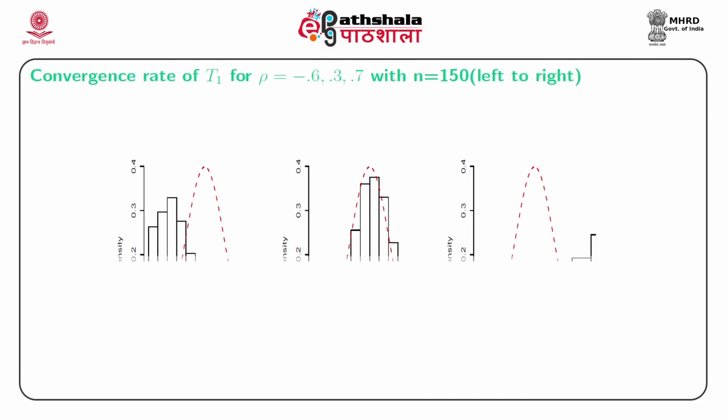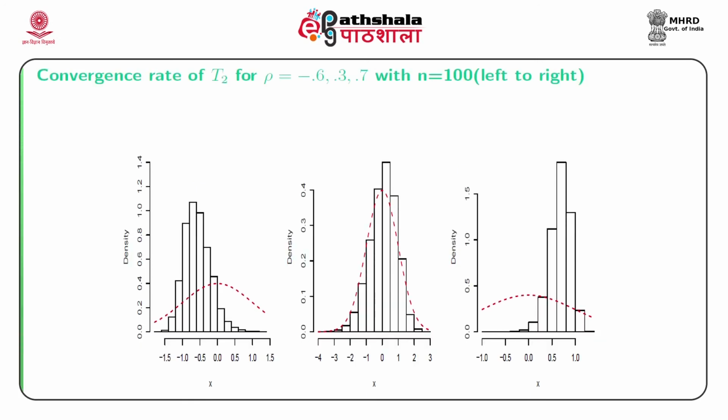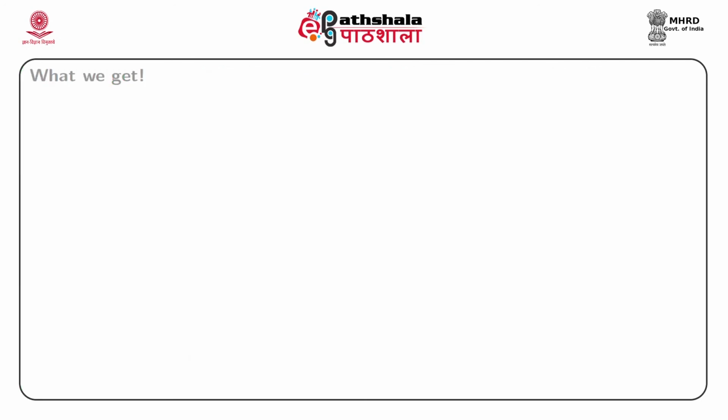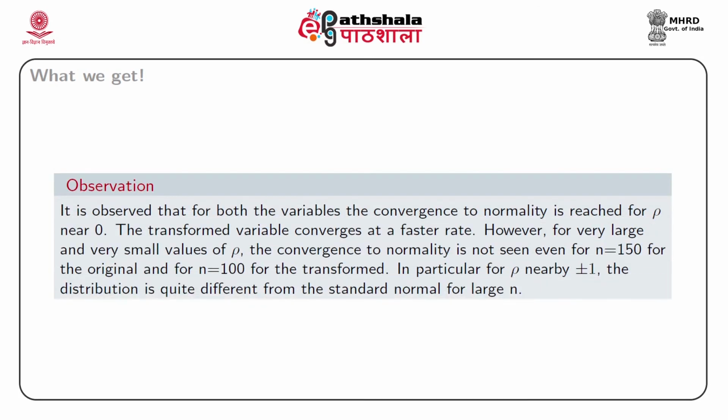In the first page, you can find the histograms for the variable T1 for n equal to 150 and rho as minus 0.6, 0.3 and 0.7. In the second page, you can find the corresponding histograms and the normal density for the statistic T2. So, what do we get? It is observed that for both the variables, the convergence to normality is reached for rho near 0. The transformed variable converges at a faster rate.